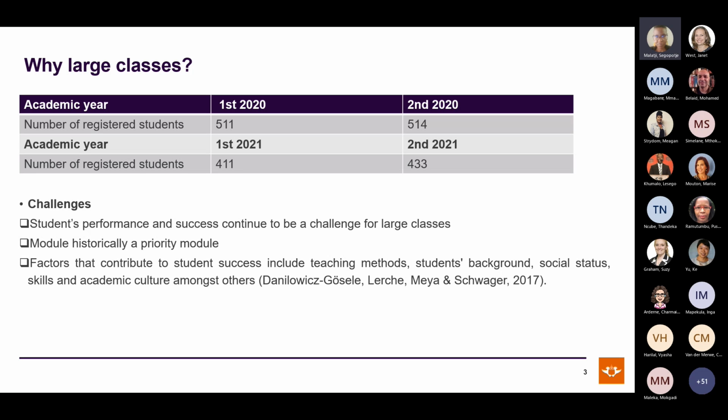And as a result, our module itself has been on the priority module list for a number of years. And while we are aware that there might be a lot of factors that contribute to student success, things like teaching method, student background, and social status, we thought it might be necessary for us as lecturers to tackle some of the factors that are within our control.